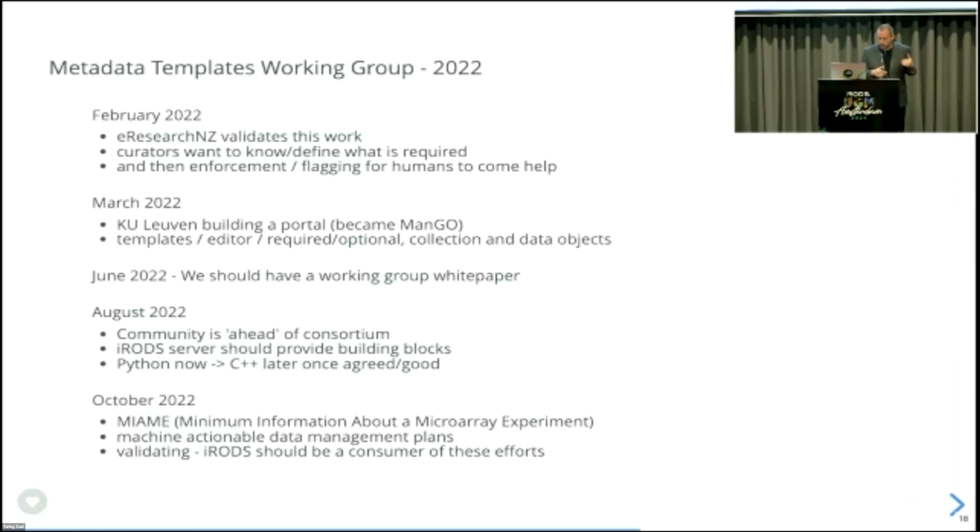We learned about the thing from 20 years prior called the Minimum Information About a Microarray Experiment in 2022, because we read. And they had solved some of the same problems. That was great. We realized that machine actionable data management plans are the future. Cool. I don't know what that means yet. But again, we should be in the business of validating, right? So we should let smart people define the schemas and just provide the thumbs up, thumbs down so that people can program against that.